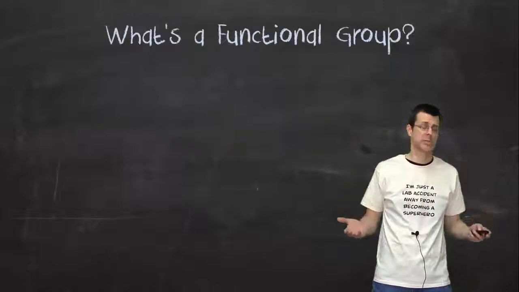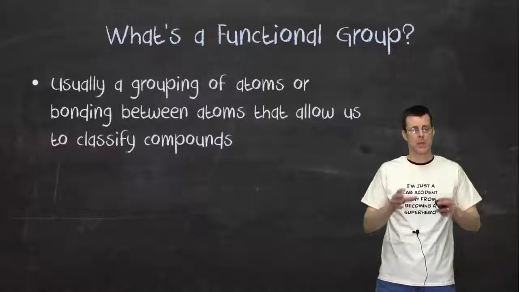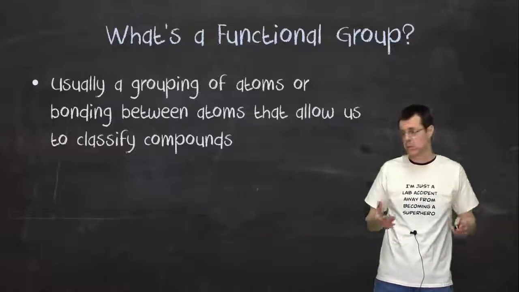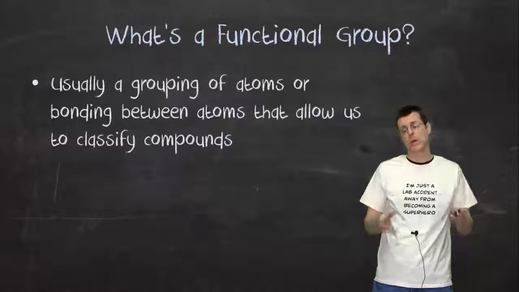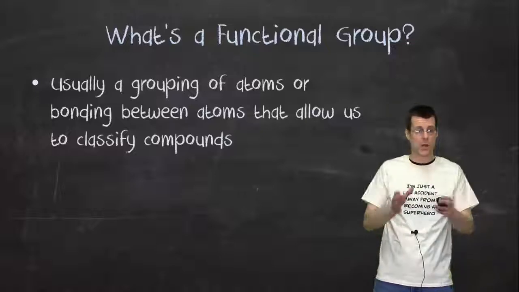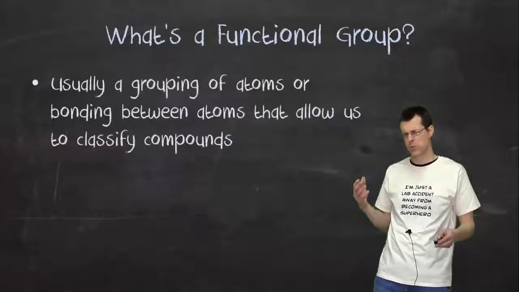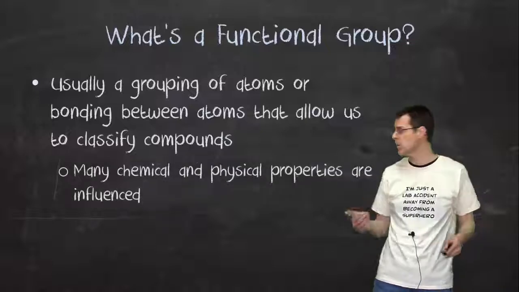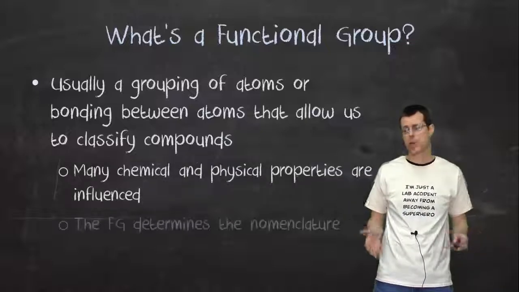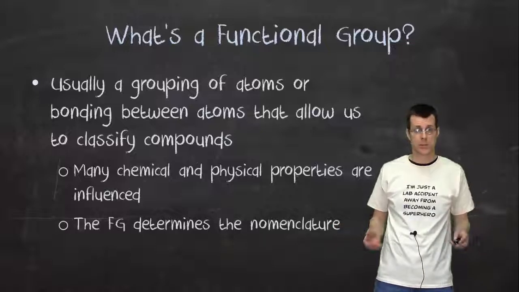Well, first we need to know what a functional group is so we can recognize one. It's going to be a grouping of atoms that allow us to classify a compound. So, carbon atoms, or carbon atoms attached to oxygen atoms, or carbon atoms attached to other carbon atoms with a double bond or with a triple bond. So either a grouping of atoms or a type of bond involved. And as I mentioned before, it's going to help determine chemical and physical properties, and the functional group is going to do something about the nomenclature.